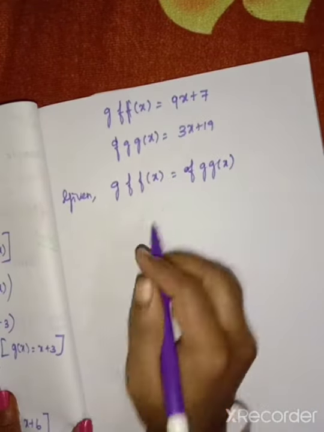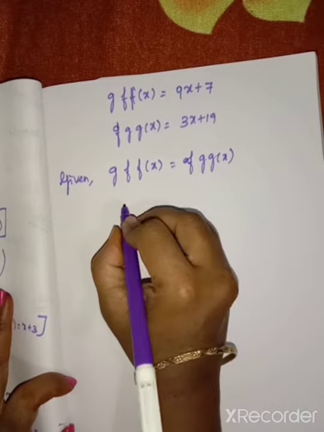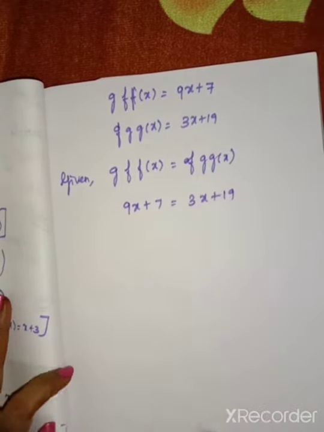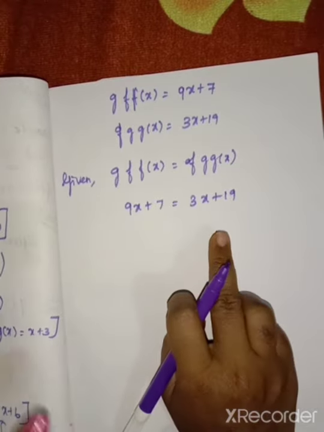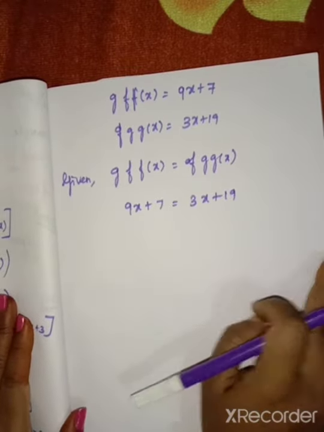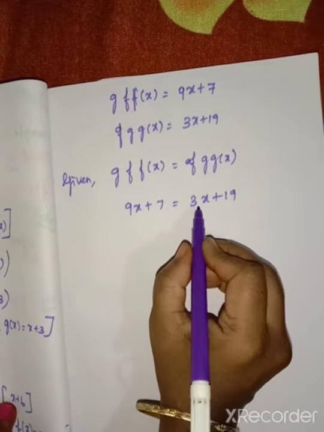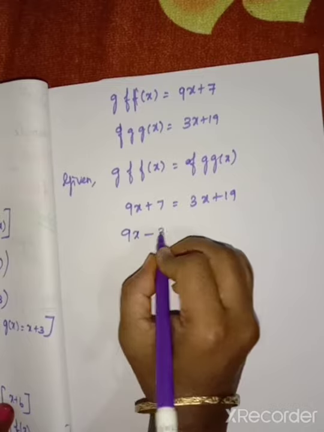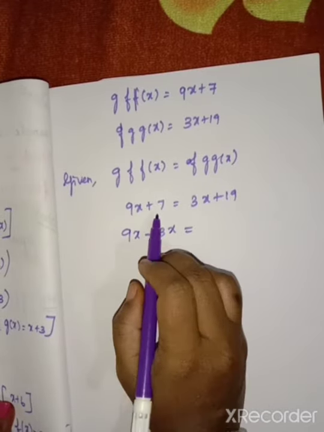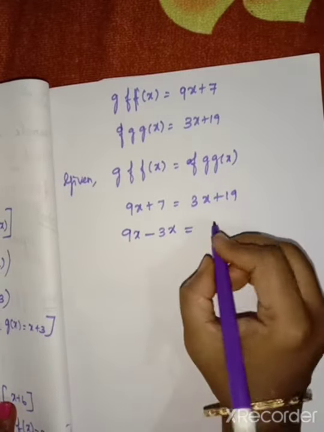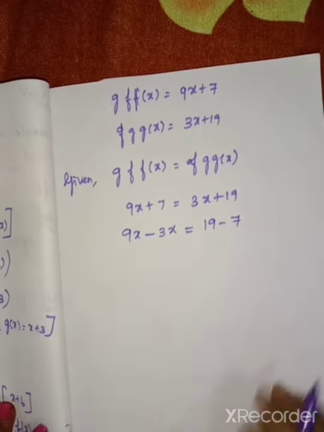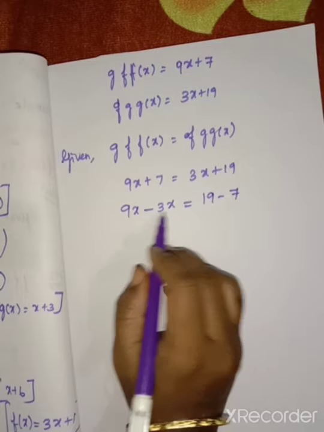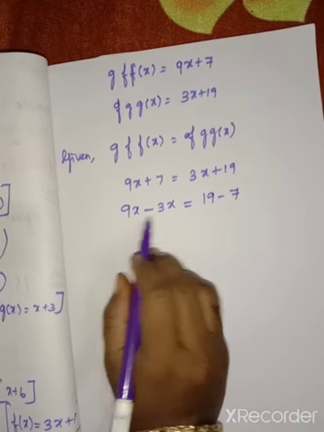So now we can substitute this. That is 9x plus 7 equal to 3x plus 19. So x terms are taken to the left hand side and constants to the right hand side. So plus 3x will become minus 3x on this side. So 9x minus 3x is equal to 19, and plus 7 goes to that side, so minus 7. So 19 minus 7. Here we want to subtract, since both have the same variable x, so you can subtract.